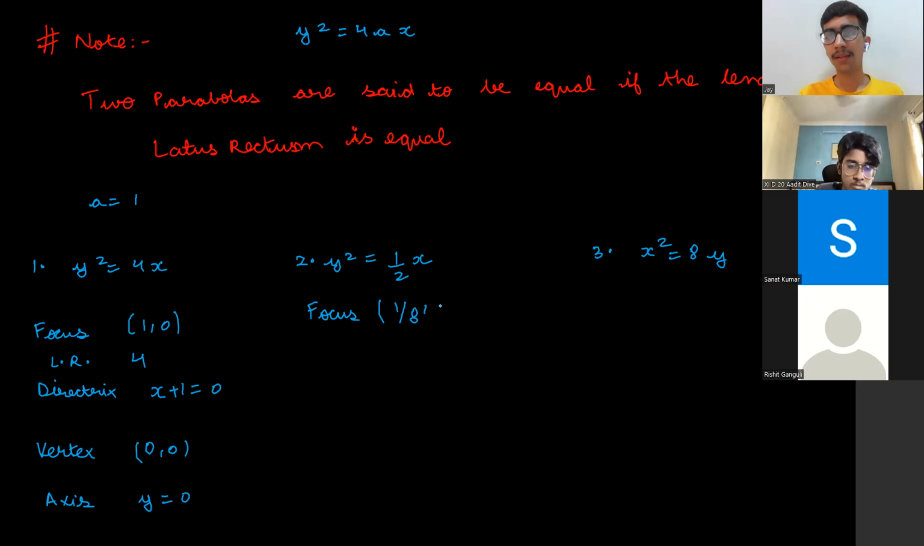The value of a, see basically, once you have the parabola, the value of a is the first thing which you have to figure out. Now how 1 by 8? 4a is the coefficient of x. So 4a is equal to how much? 1 by 2. That means 4a is equal to 1 by 2. So a is equal to 1 by 8. As simple as that. Okay, what about the latus rectum now? Half. 1 by 2.